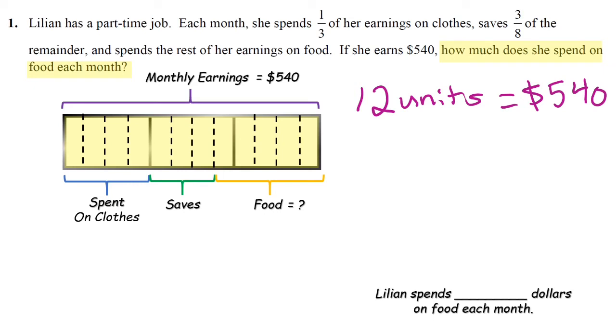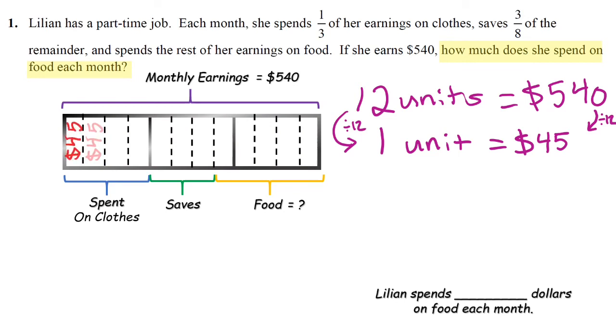How does that help me? Well, now all I have to do is find one of those units by dividing by 12, right? Because now I'm dividing the 540 out into 12 little units, and that 540 divided by 12 is 45. Sound familiar?